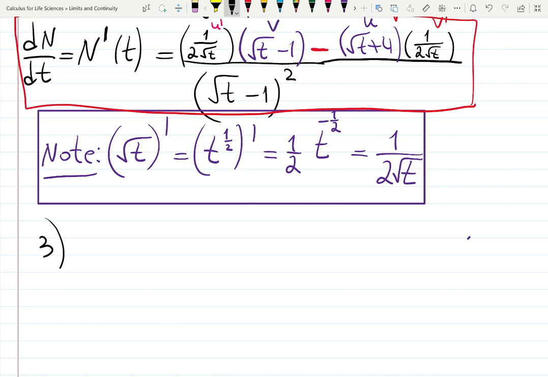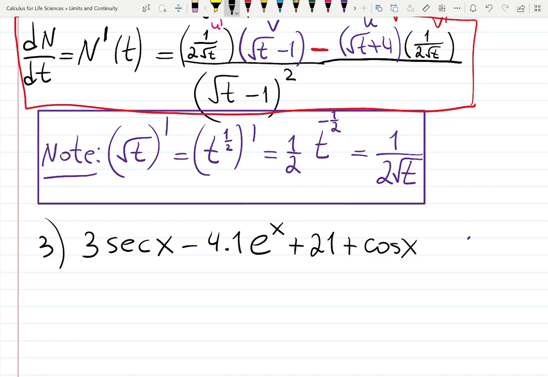So let's do 3 secant x minus, let's do 4.1 e to the x plus 21. Oh, and we should do some 21 plus cosine x multiplied by x cube. Okay, that's very nice.